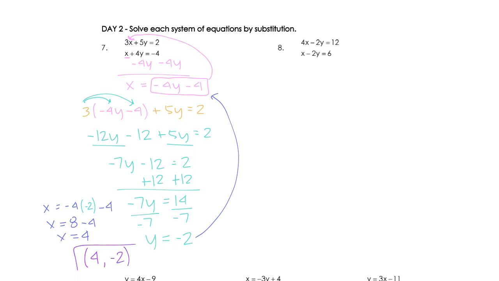Make sure you still put x first in the ordered pair, even though you solve for y first. The order in which you solve for the variables does not matter. You have to make sure your final answer is written as x comma y. That's a really common mistake that kids make.